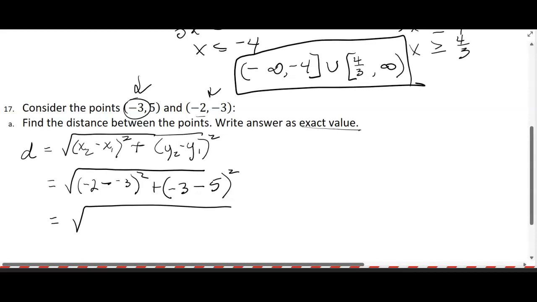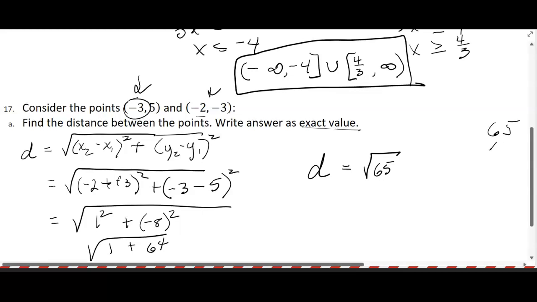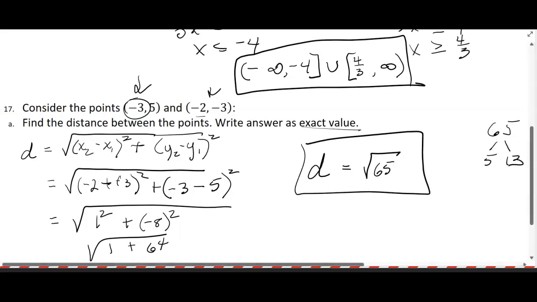We have to do the math here, so minus a minus, I don't know if you've seen that trick before, but that gives 1 squared plus -8 squared, so that's going to be 64 plus 1, and so you're going to get the distance is equal to the square root of 65. Now 65 does break down, it's not prime, but 5 times 13, there's no square root in there, so this is it. That's the exact value.